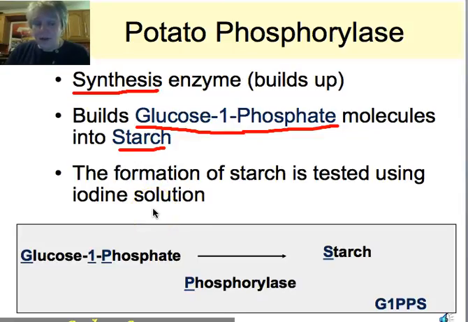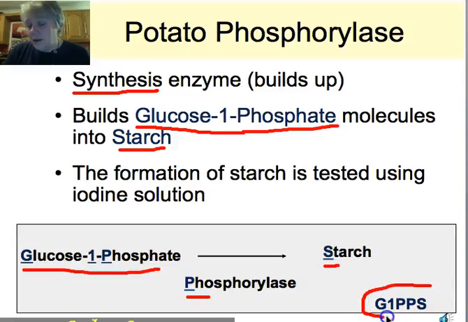And we're just going to have a wee look at a wee experiment that shows this. But here is the word equation for this. Glucose 1-phosphate broken down by phosphorylase to starch. Sorry, I said broken down. It's actually built up. My mistake. Spot the deliberate mistake. So glucose 1-phosphate built up by phosphorylase to starch. And I usually call that GIPS, for glucose 1-phosphate, phosphorylase and starch.